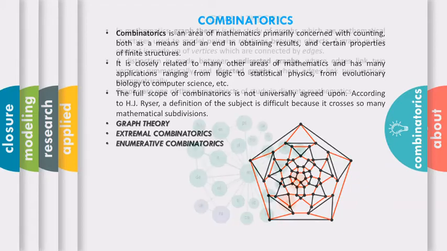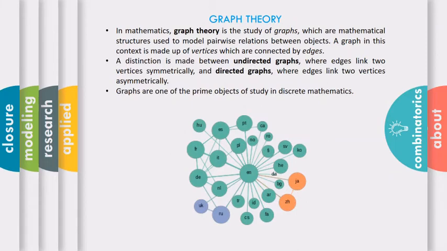In mathematics, graph theory is the study of graphs, which are mathematical structures used to model pairwise relations between objects. A graph in this context is made up of vertices which are connected by edges. So this is a graph. You mainly draw a graph like this. These are the connectivity between some points, some vertices, with the help of the edges. So this is like a study of models, a study of some shapes.